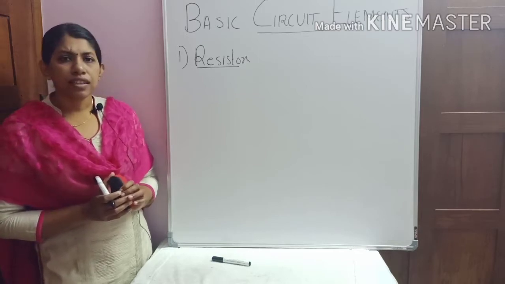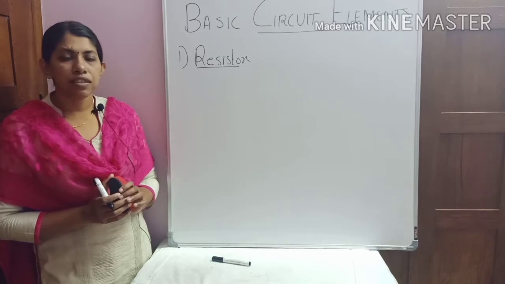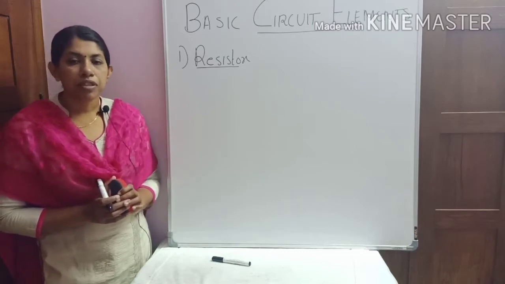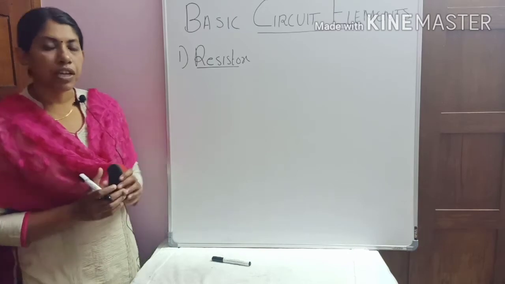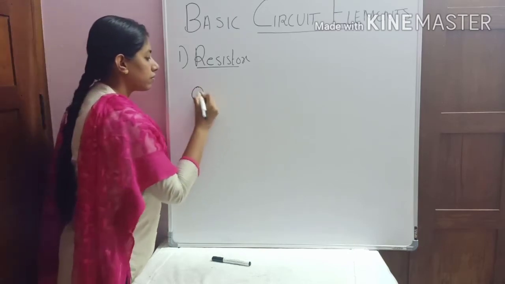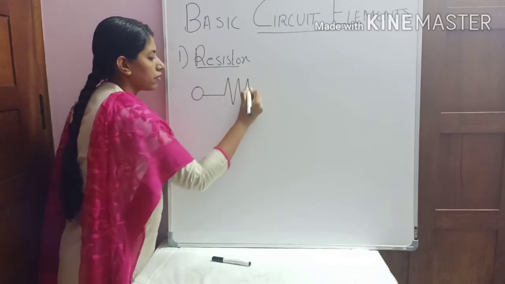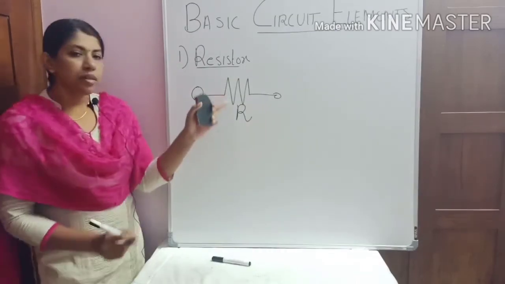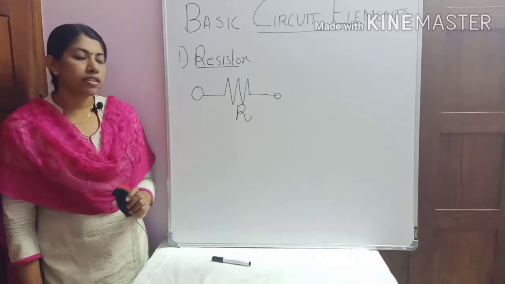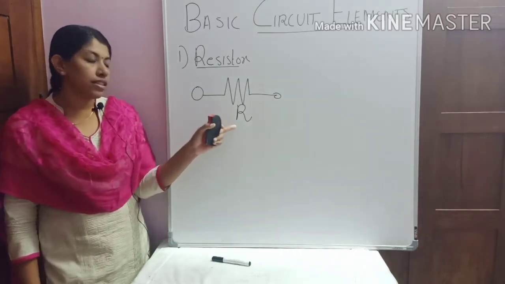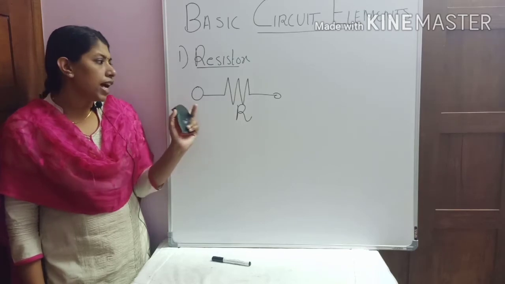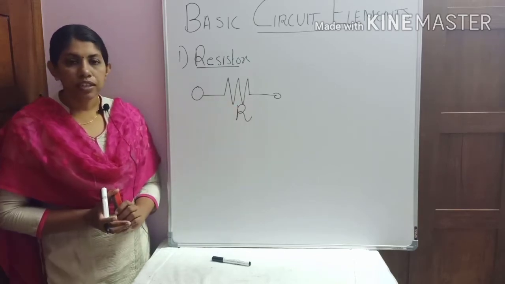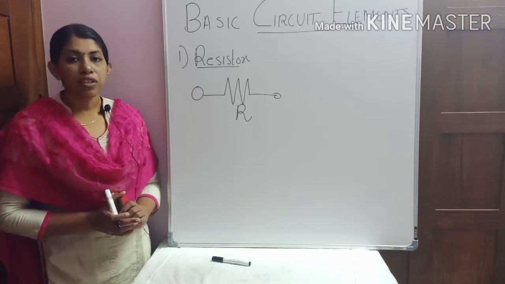We have seen resistors in our laboratories, and the mathematical representation of the resistor is given by this symbol in the mathematical model, and it is denoted by capital letter R. As you can see, it is a two-terminal device. We all know that resistance is always measured in ohms.